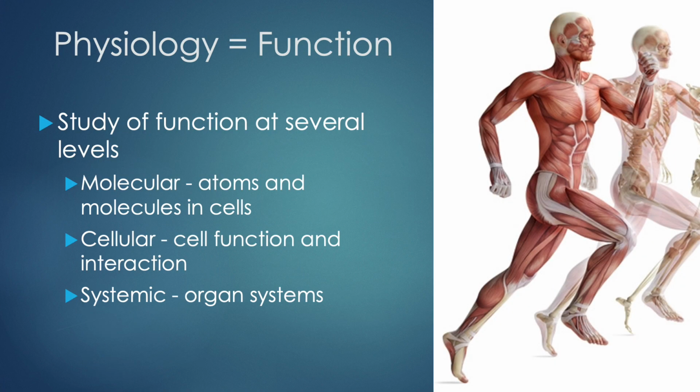Physiology is effectively the function, which is different than anatomy, which is just the structure. So when we talk about the physiology, we are talking about how something works. We can look at this in a number of different ways. We can study it at a molecular level, which includes atoms and molecules. We could look at it at a cellular level, which includes how cells function and interact with one another. Or we could look at this in a more systemic approach in the way that different organ systems relate to one another.